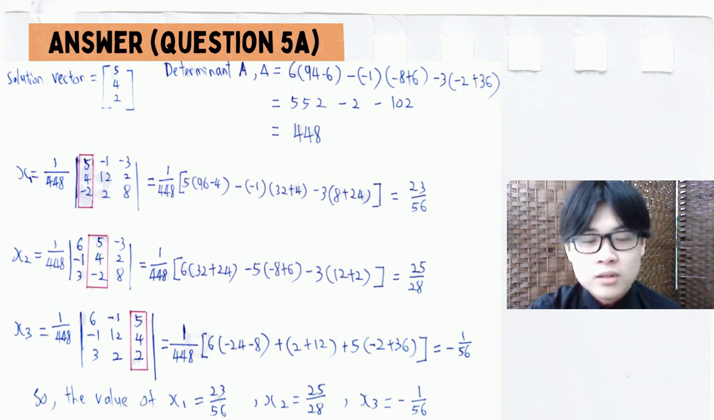To find the variable x2, we substitute the solution vector into the second column of matrix A and sort it together with 1 over determinant. We will get the x2 value equals 25 over 28. For the variable x3, we substitute the solution vector into the third column of matrix A and sort it together with 1 over determinant, and we will get the x3 value equals negative 1 over 56.